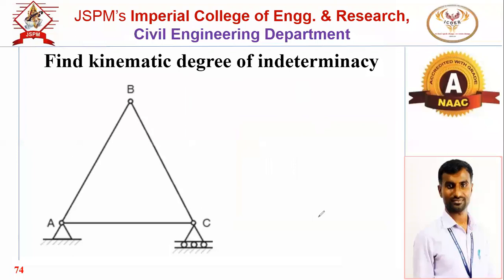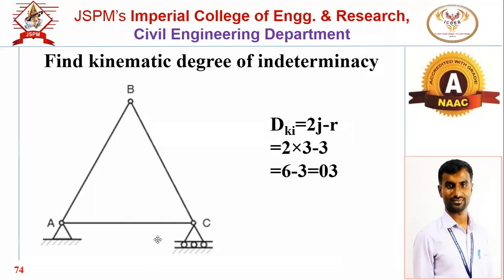What is the degree of freedom? 2j minus r. Clear? 2j minus r. So this is the formula. Now here the joints are 3, reactions are 3. So 2 into 3, 6 minus 3. So the degree of freedom will be 3.